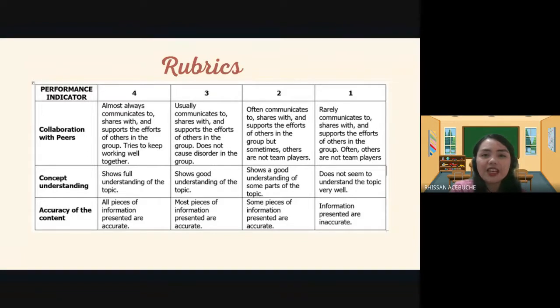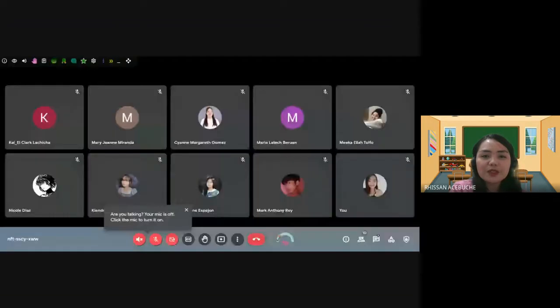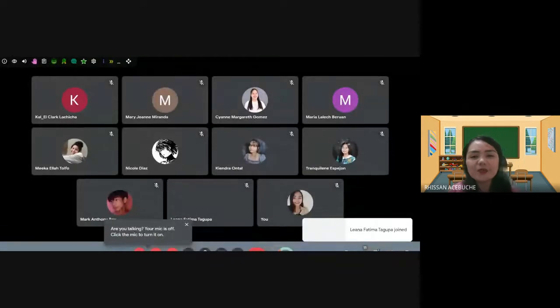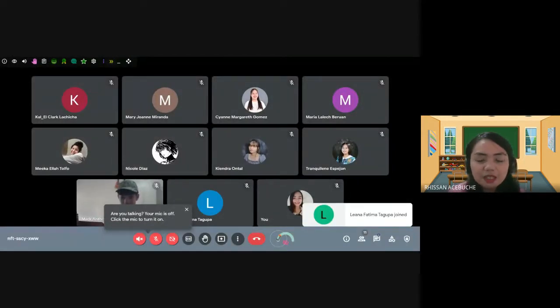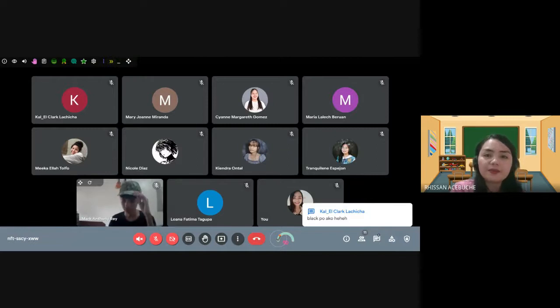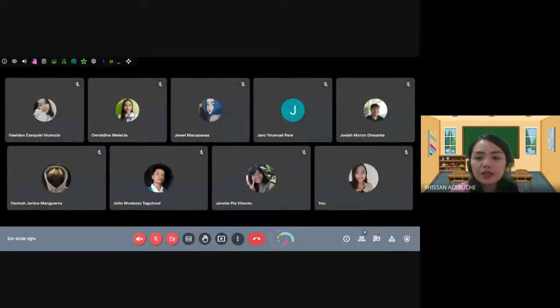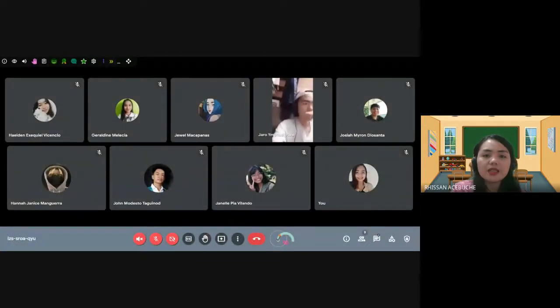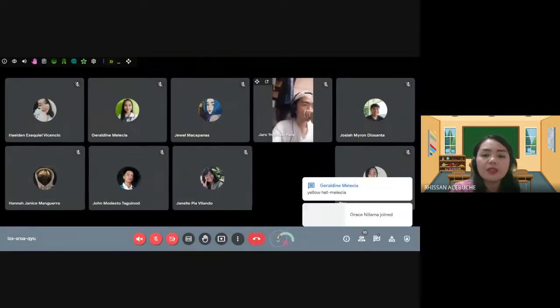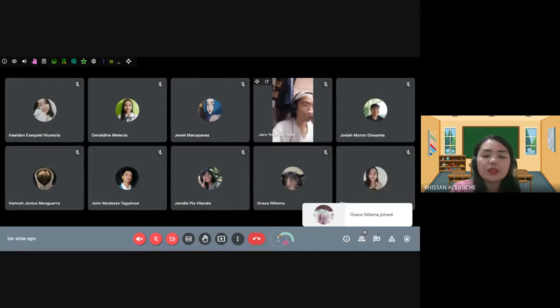Let me now check the groups. I can see that group number 3 are already here, with 10 members. For group number 2, there are 8 students. And for group number 1, there are 10 students. All right, now I will start the time since all of your members are already there. I'll be giving you 10 minutes only to work with your group mates. The timer starts now.